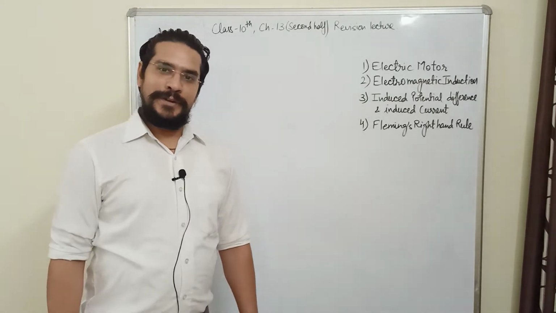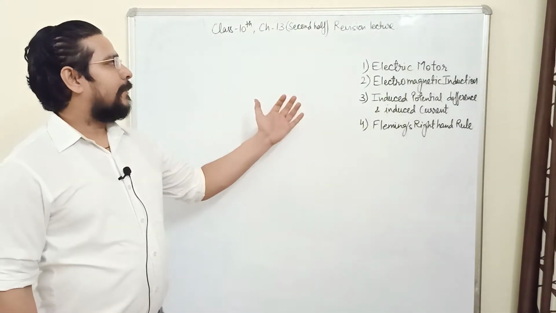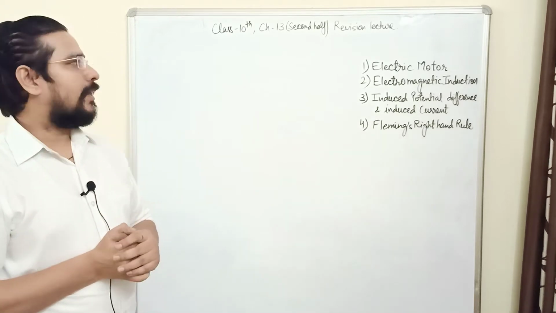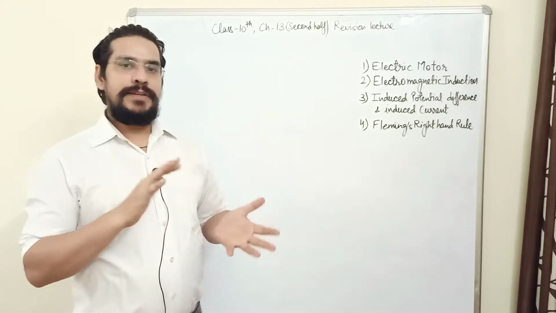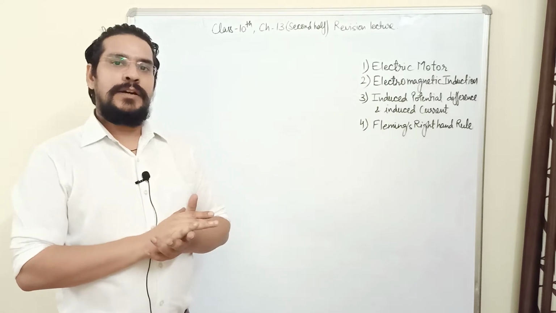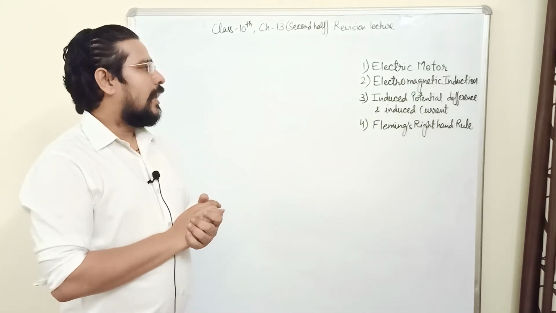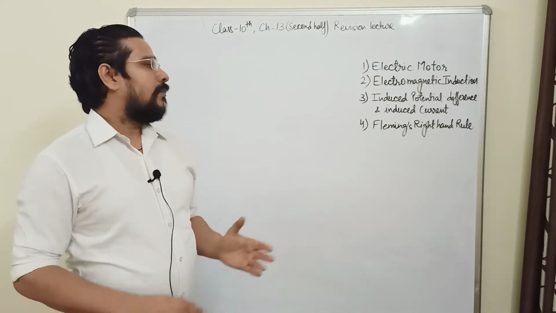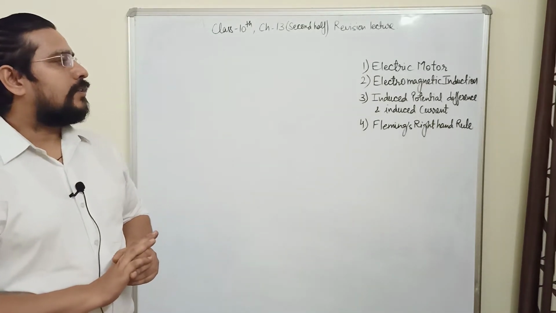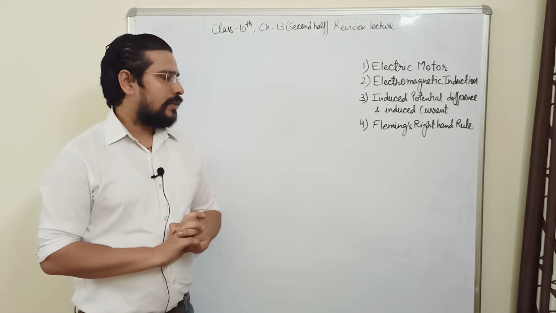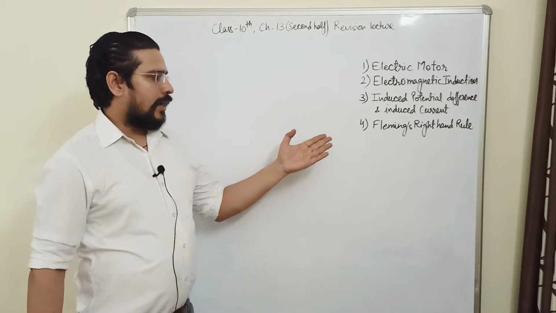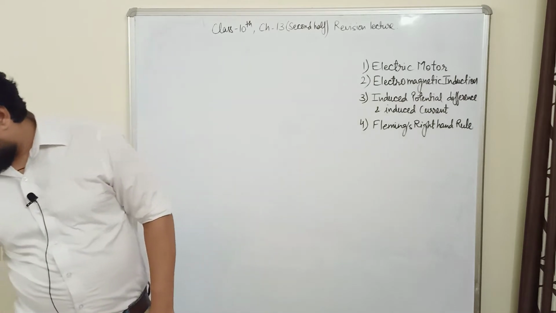I hope you are enjoying my online classes and in today's lecture we will continue the discussion about chapter 13, that is magnetic effects of current. In previous lecture we have discussed the first half of the chapter, and in the second half we are left with these topics which are our main points of discussion: electric motor, electromagnetic induction, induced potential difference and induced current, and the last one, Fleming's right hand rule.